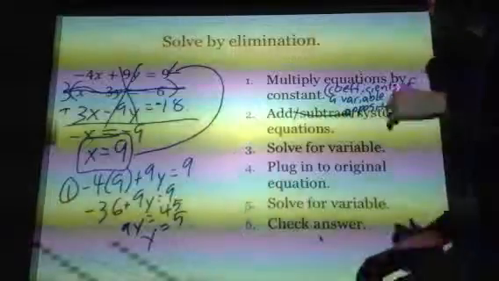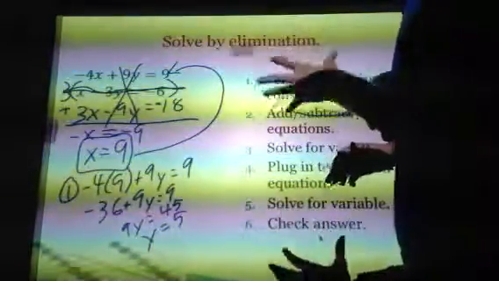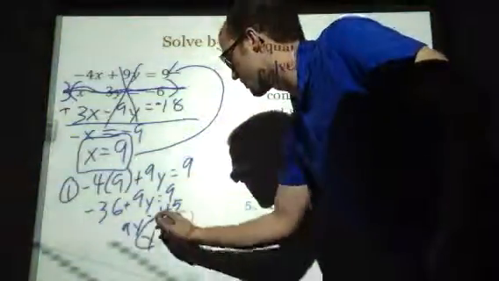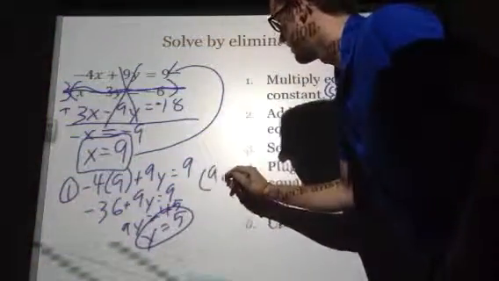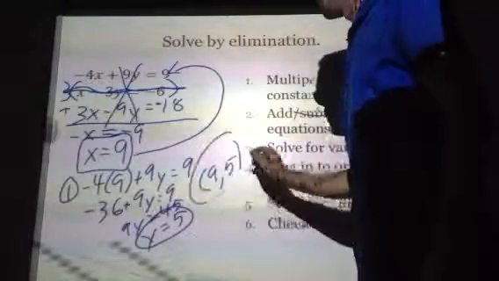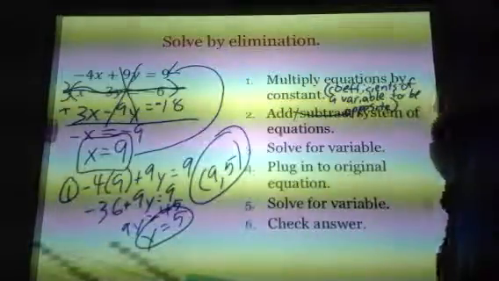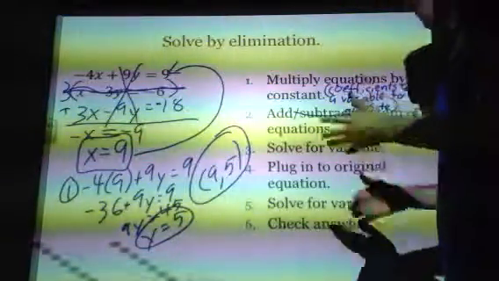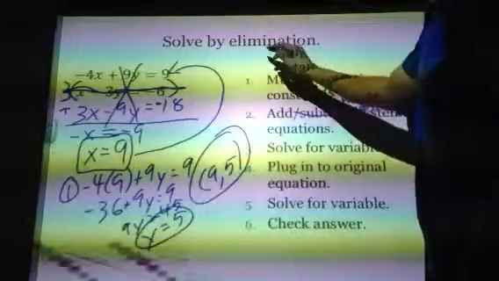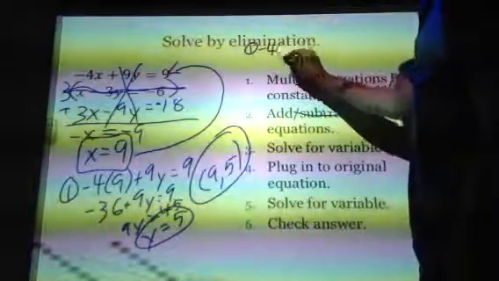So step 6, we forgot a step. Step 6 should be write your answer as an ordered pair. Okay? So the ordered pair, the x value of our answer is 9, y value is 5. So our answer is an ordered pair, it's still a point on a graph. Alright, so now step 7 is going to be check your answer. Alright, so check my answer with the first equation.